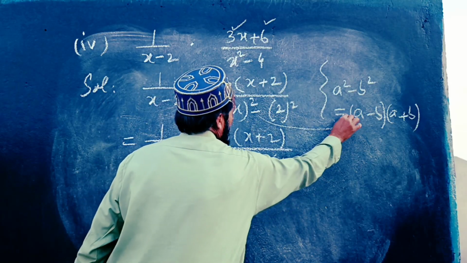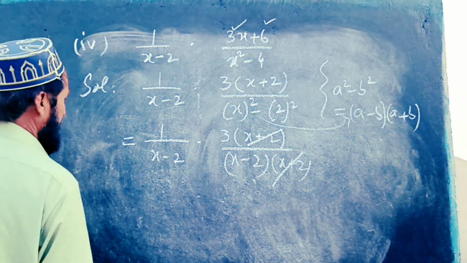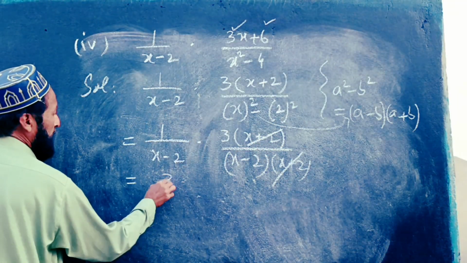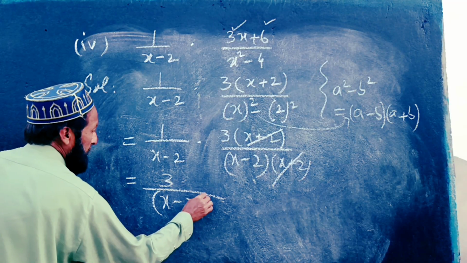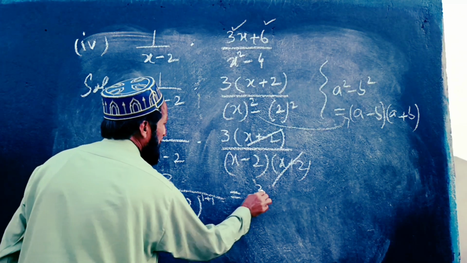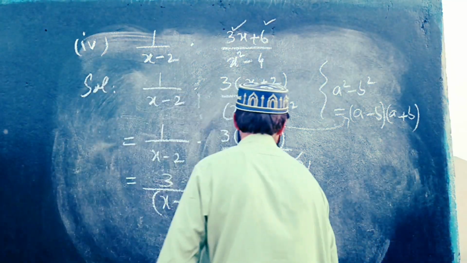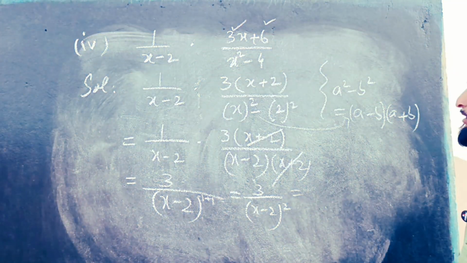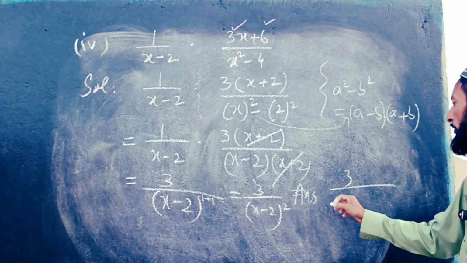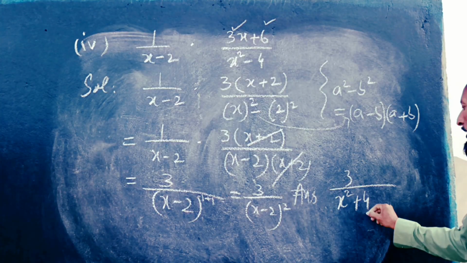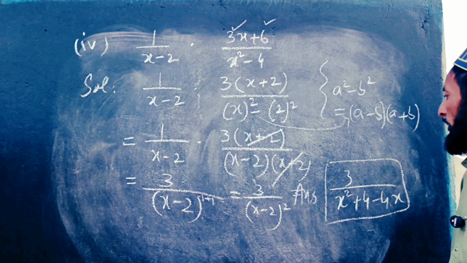We open this term according to the formula, so x plus 2 and x plus 2 are cancelled, and remaining is 3 multiplied by 1, that is 3, and x minus 2 is the same, so we can add their powers, 1 plus 1. So the answer is 3 divided by x minus 2 whole square. This is also a simplified form. If we expand, we can write this answer as 3 divided by x square plus 4 minus 4x, by opening the formula.